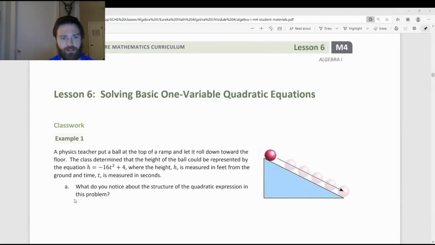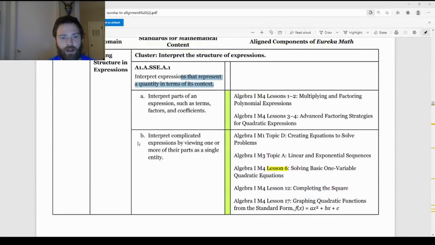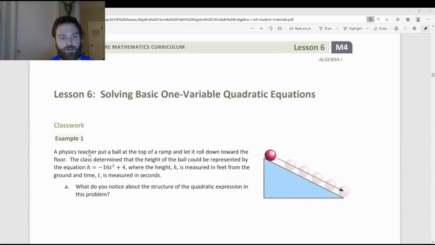So let's go back to this lesson. Here's our situation. A physics teacher put a ball at the top of a ramp and let it roll down toward the floor. The class determined that the height of the ball could be represented by the equation h equals -16t squared plus 4, where the height h is measured in feet from the ground and time t is measured in seconds. So right off the bat, you see that standard there. We're trying to interpret expressions that represent a quantity in terms of its context. This equation talks about height.